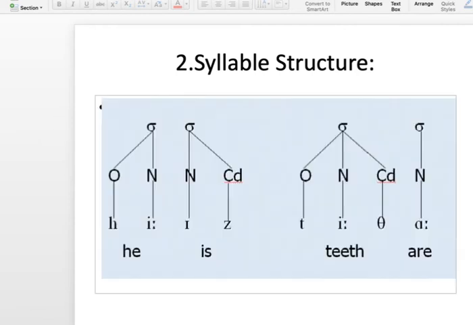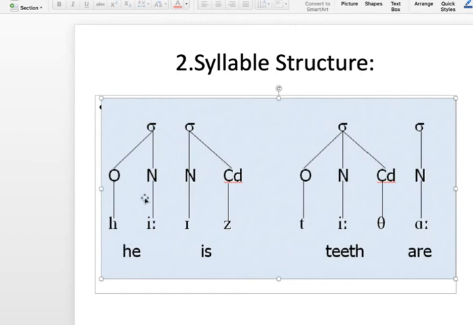So let's see some more examples of syllable. There are some more examples. Actually, don't view "he is" or "teeth are" as just sentences or phrases. Just simply consider them as individual words. It's easy for you. Even if you consider them as phrases, I have no issue. But just to make things simple, do consider each as one syllable. This is the symbol for syllable.